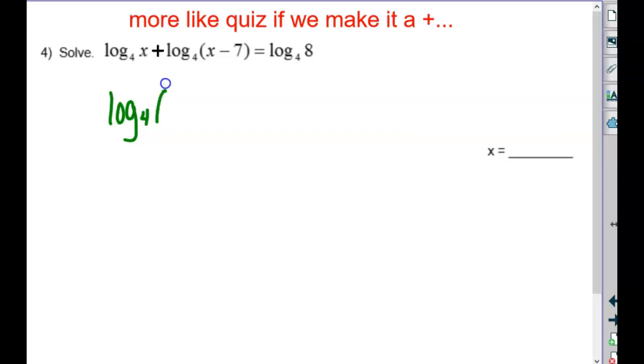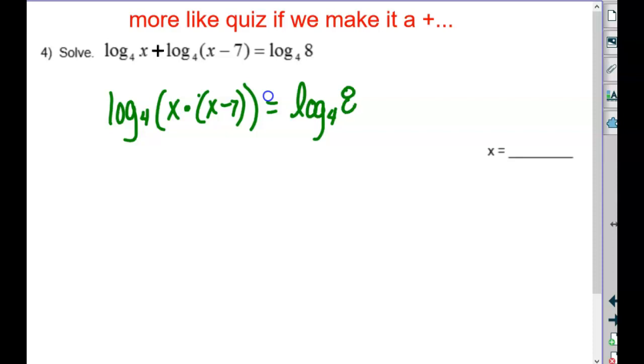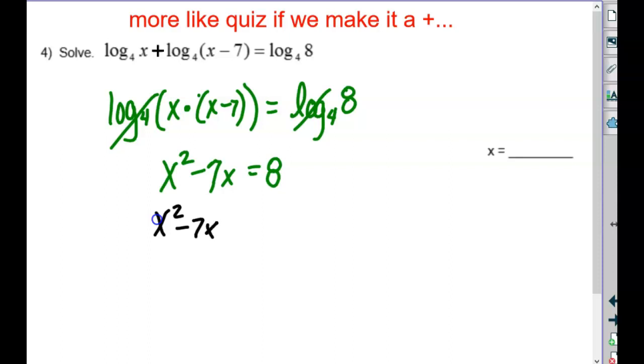Multiply. So x times x minus 7, which we are going to distribute, equals, okay. Now that I have 1 log on each side, what can I do? Cancel. Yeah, it's like you're exponentiating both sides, but it's going to go away. So then I do have x squared minus 7x equals 8. No one's going to do anything crazy. We're going to all set it equal to 0, right? And that factors how?